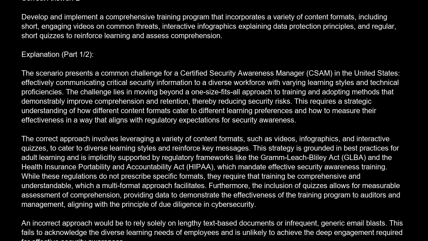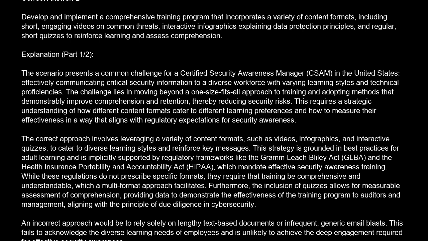The correct answer is B. Develop and implement a comprehensive training program that incorporates a variety of content formats, including short, engaging videos on common threats, interactive infographics explaining data protection principles, and regular, short quizzes to reinforce learning and assess comprehension.